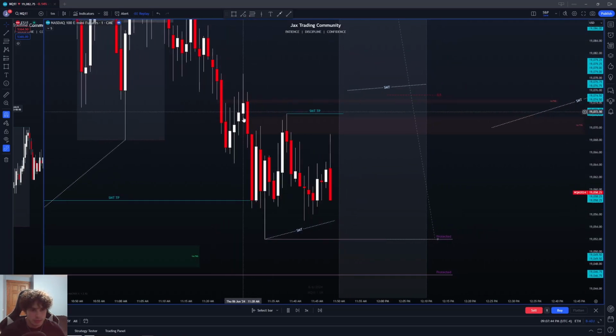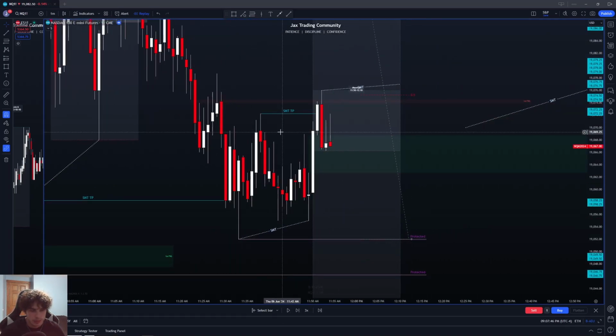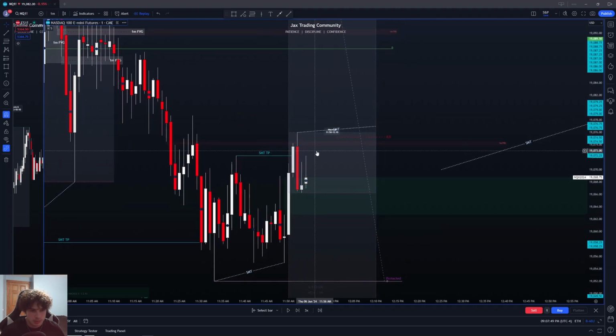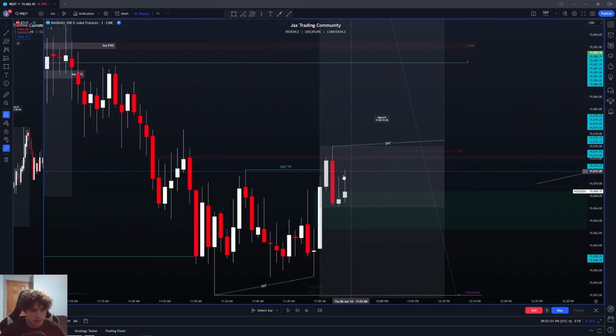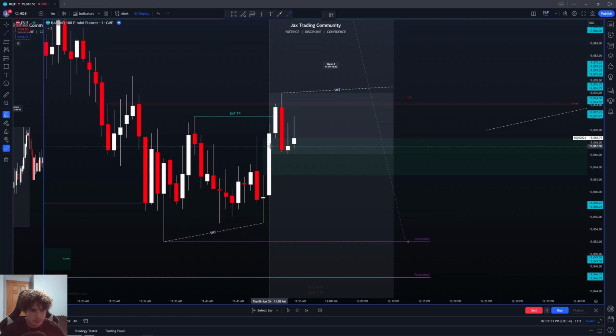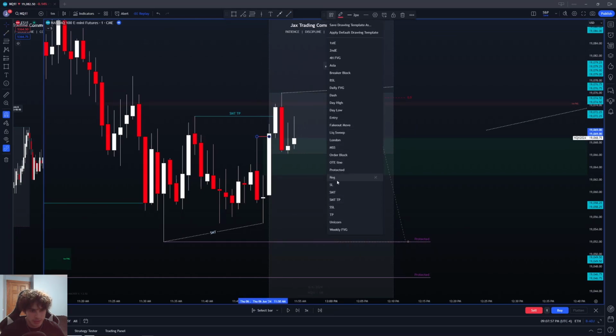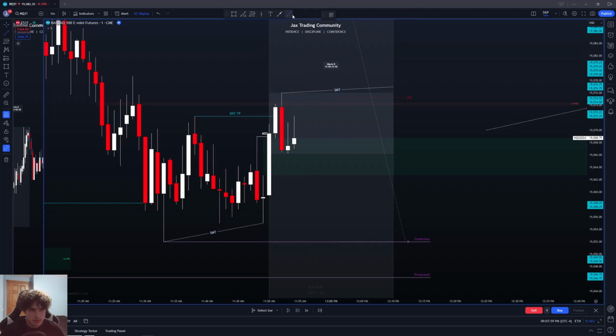All right, so we are respecting off this 1 minute. We form an SMT here, displacement up. We're in a downtrend going into this macro. We have market structure shift from this high. We close above this high. This could be first entry right here.